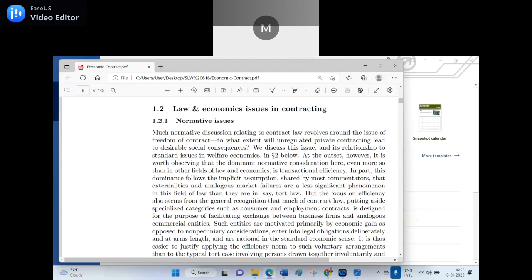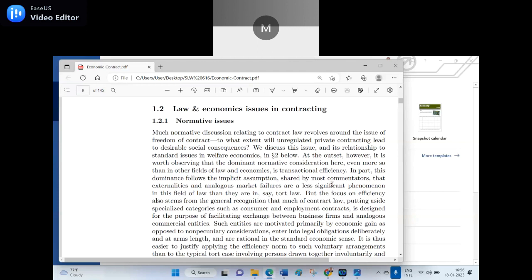At the outset, however, it is worth observing that the dominant normative consideration here, even more so than in other fields of law and economics, is transactional efficiency. A normal method of a contract is to see whether it is to be continued or executed, how it is having an impact on society, and what the economic factor and economic efficiency would be in that contract. So all these things will be considered when you are making a contract with the other party. Those are called normative issues, normative points or values, we can say also.